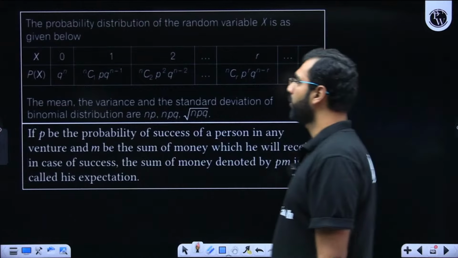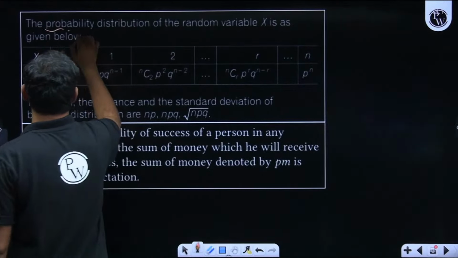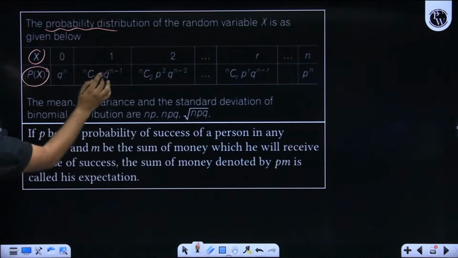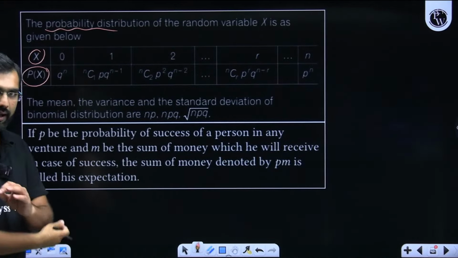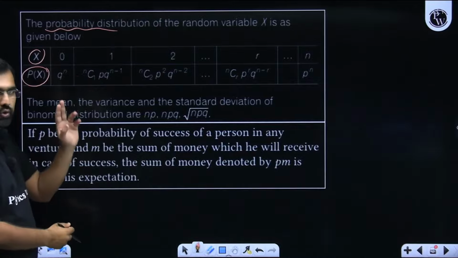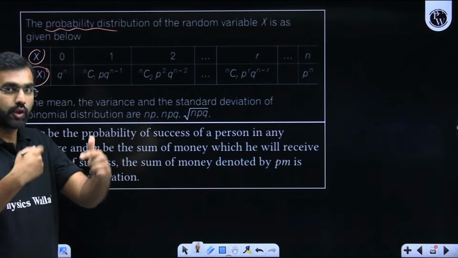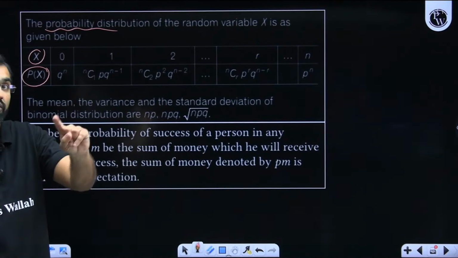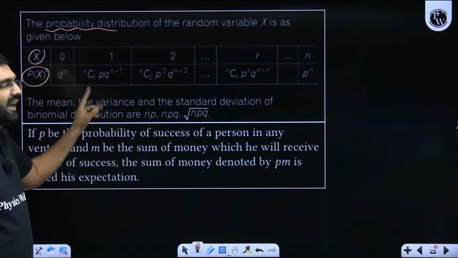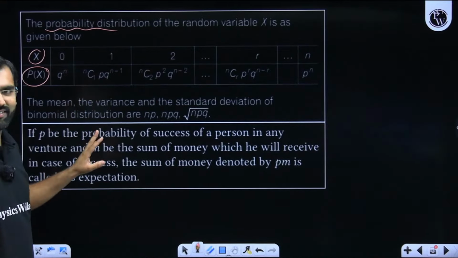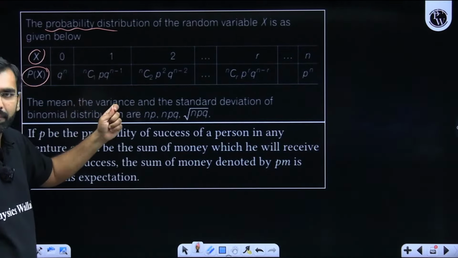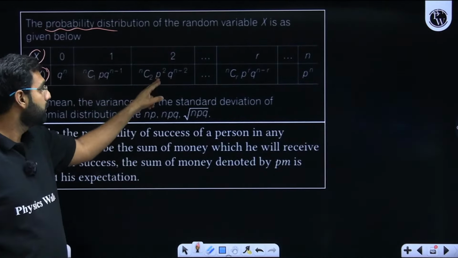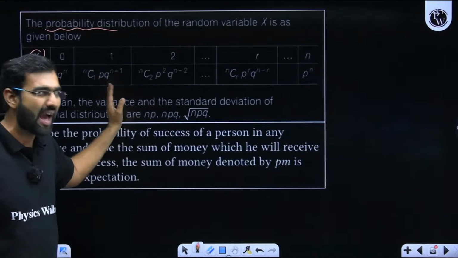But yes, when a probability distribution is given, let's say for a random variable x, values 0, 1, 2, 3, r are given, and the probability is given for that. I hope you know that, where P shows the probability of success, Q is the probability of non-success, so P is 1 minus Q. And n trials are being done. So out of n trials, 1 success is taken, then NC1, P to the power 1, Q to the power n minus 1. If exactly 2 successes are needed, where x is 2, so NC2, P square, Q to the power n minus 2, and so on.